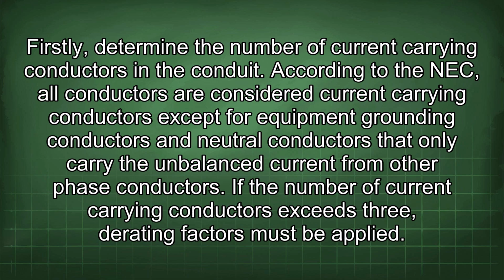Firstly, determine the number of current-carrying conductors in the conduit. According to the NEC, all conductors are considered current-carrying conductors except for equipment grounding conductors and neutral conductors that only carry the unbalanced current from other phase conductors. If the number of current-carrying conductors exceeds 3, derating factors must be applied.